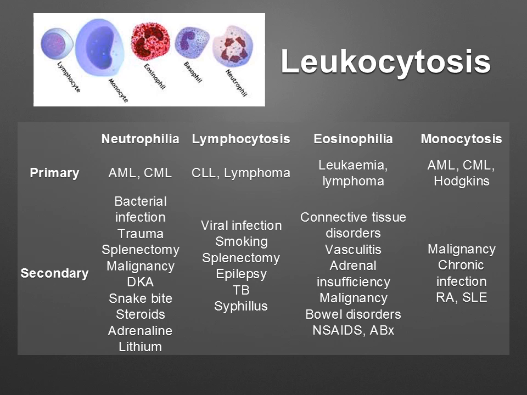A monocytosis is more associated, from the secondary side of things, with malignancy and chronic infection, as well as rheumatoid arthritis and SLE.